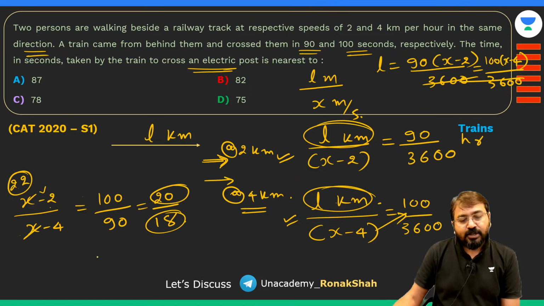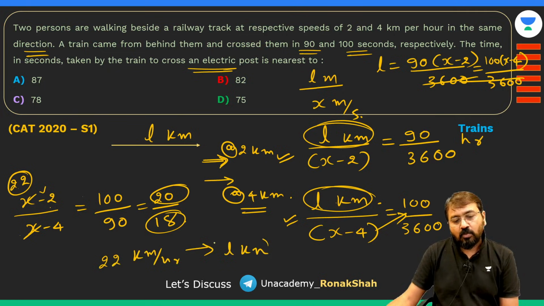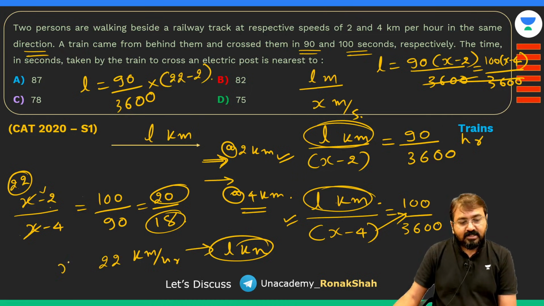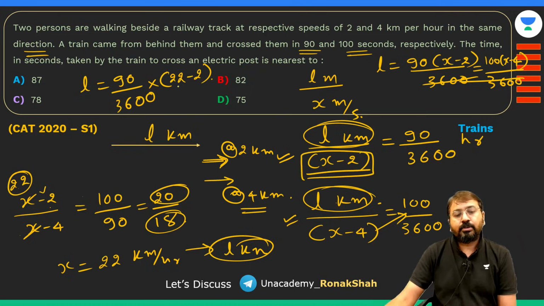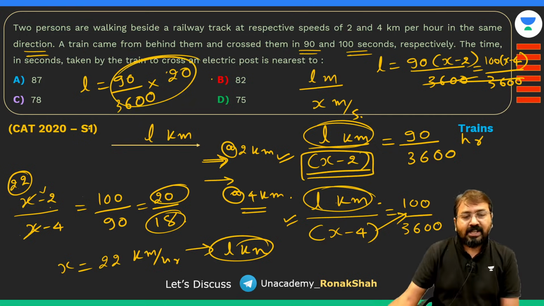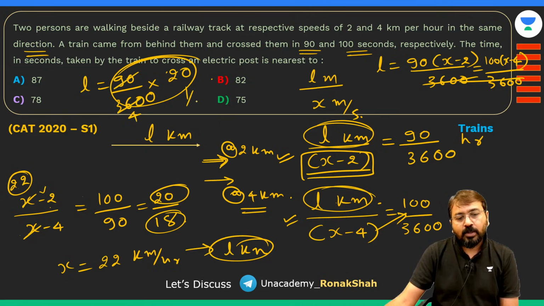So can I say the speed of the train is 22 kilometer per hour and the length is L kilometers? Now what will be the value of the length? I can take one of the equations. I know L is equal to 90 upon 3600 into (x minus 2), that is 22 minus 2. Once again we have got the value of x, and I am just plugging that value of x over here. So this is nothing but 20, and you will get the length also. You really don't need to solve all these values, you can just keep it as it is. This will come out to be 20 by 40, which is 1 by 2. So the length is 1 by 2 kilometer and the speed is 22 kilometer per hour.